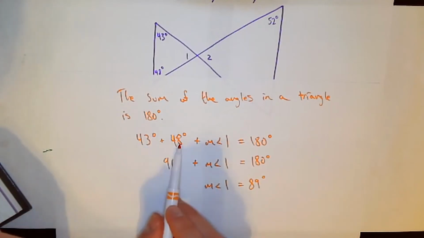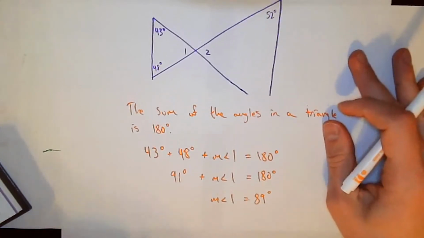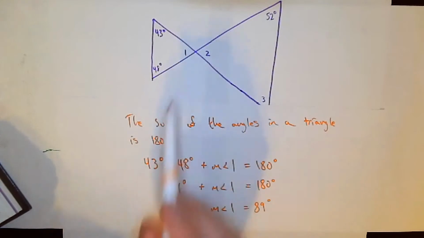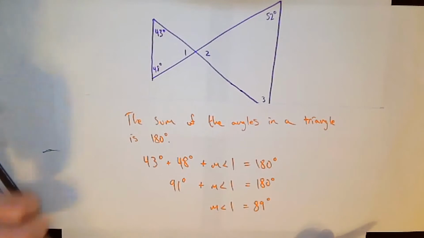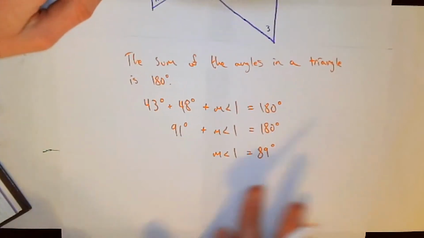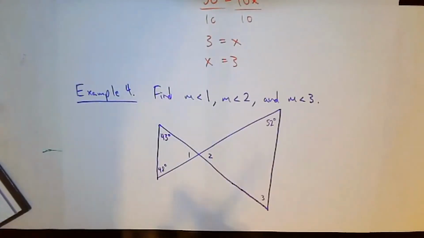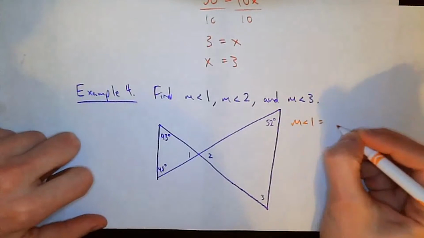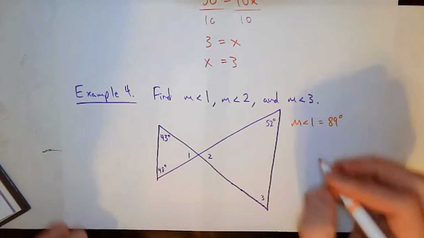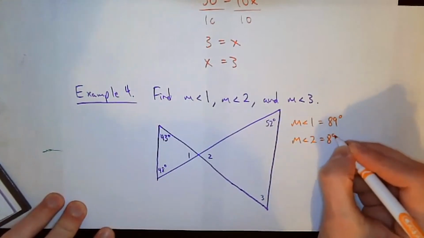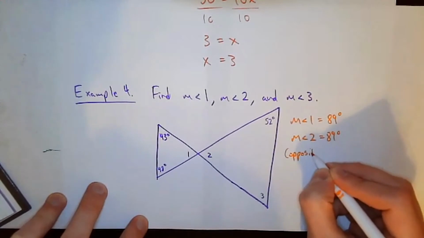Did I add right here? 51 plus 40, 91. Yeah, okay. So now I know measure of angle 1 is 89 degrees. But now I also know that angle 2's measure is also 89 degrees. So here's my work for this. Measure of angle 1 is equal to 89 degrees by that rule that all three of these should add to 180. Measure of angle 2 is also going to be 89 degrees because they're opposite angles, so they should have the same measure.